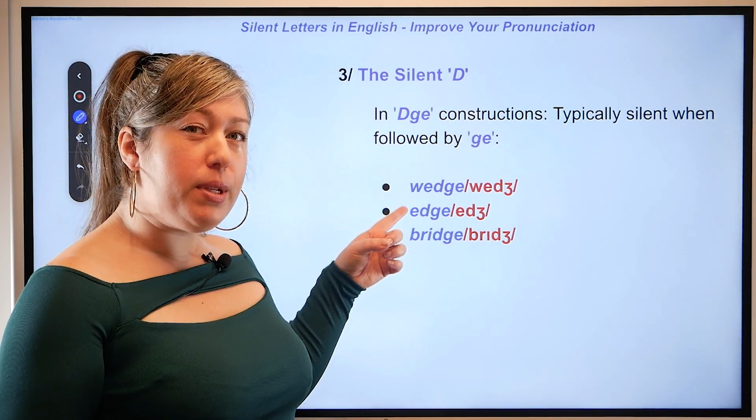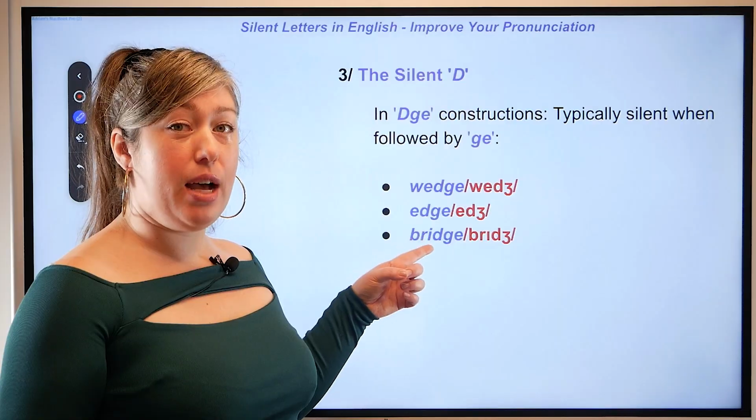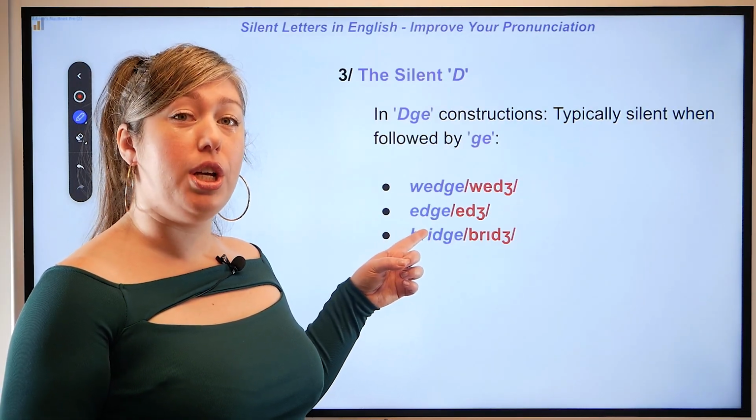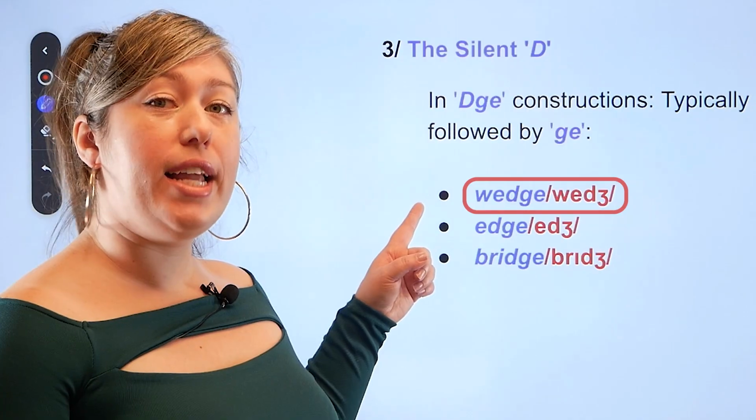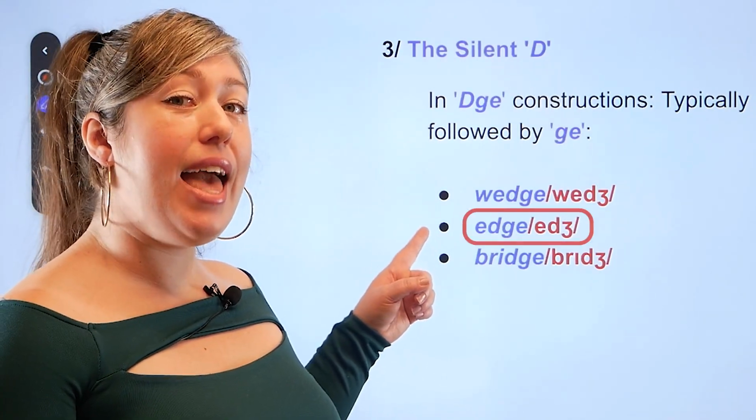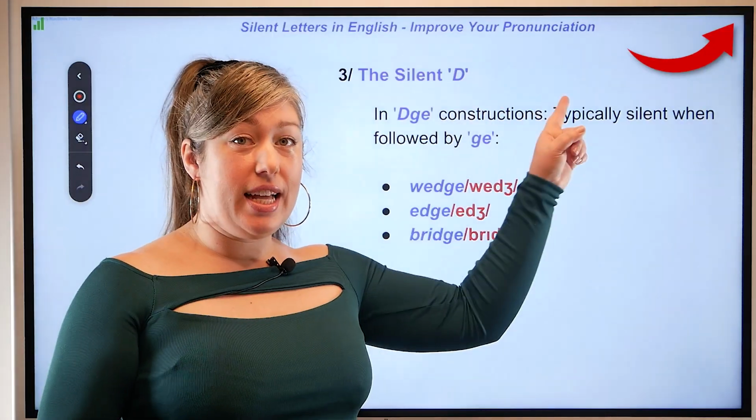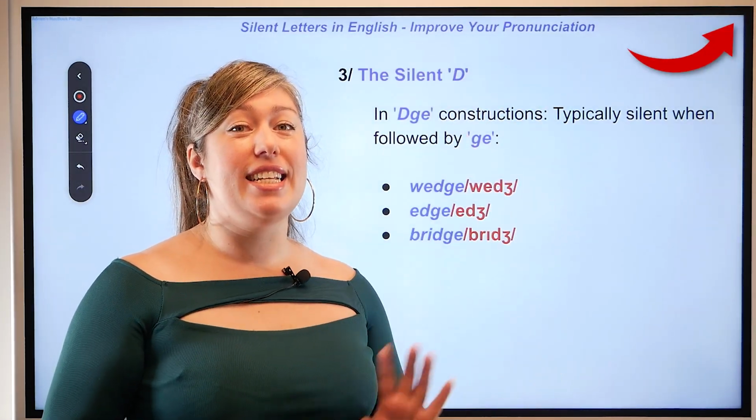This also helps you remember how to pronounce the G sound. It's not the hard G, it's the soft G with a J. Once again, wedge, edge, bridge.